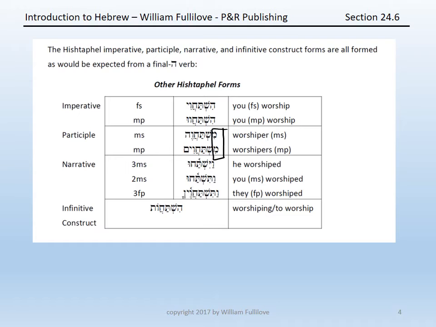The second masculine singular, vatishtahu, you worshipped. And the third feminine plural, vatishtahavena, they, feminine plural, worshipped. Note that the singular forms have what we have typically called the retraction of the accent, vatishtahu, indicating that you have a narrative form. And then finally, the infinitive construct, hishtahavot, worshiping or to worship.